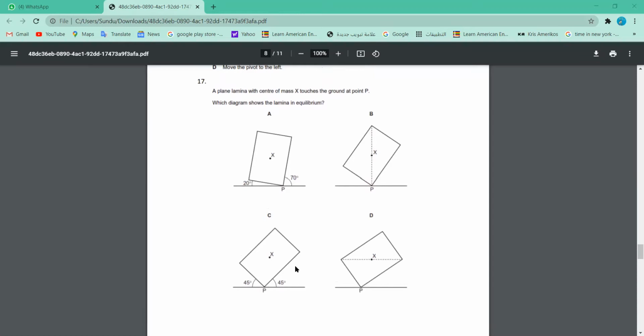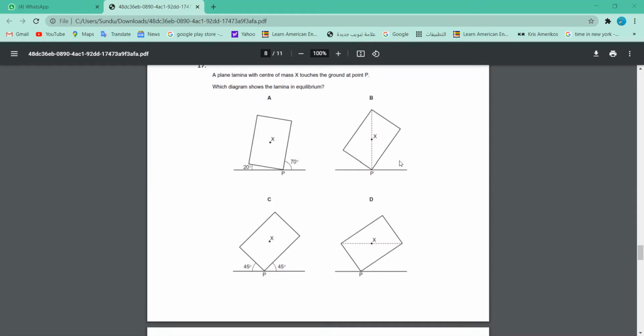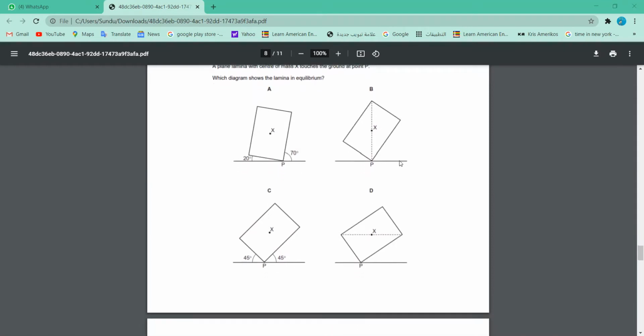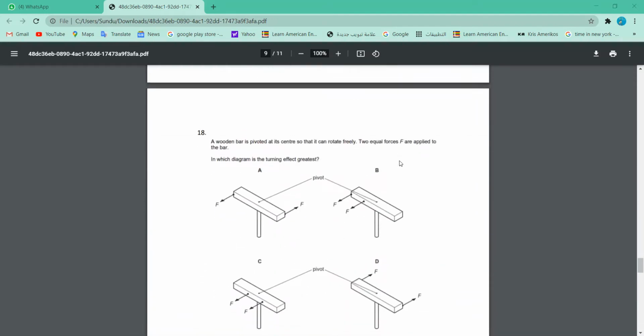Yes, ma'am, it will be point B. Yes, why? Because the center of mass is in line with the point, with the base. Right. So the upward force is balancing and canceling.